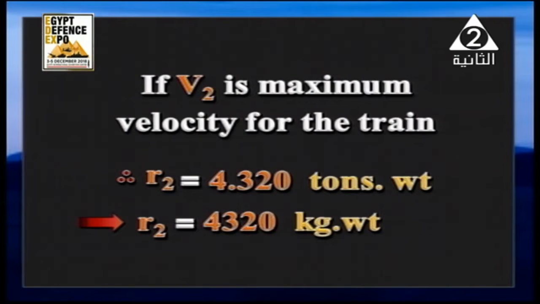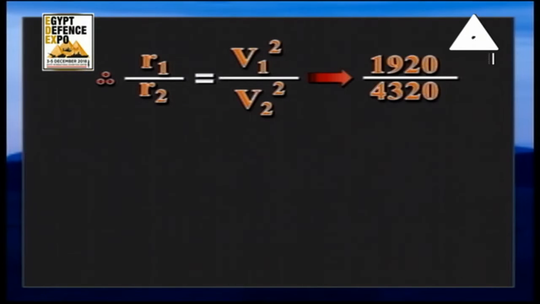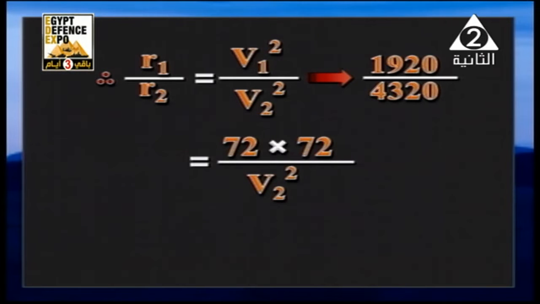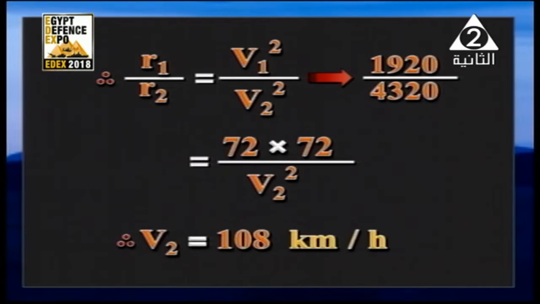R2, the resistance, equals 4,320 kilogram weight. Since R1 over R2 equals V1 square over V2 square, because resistance is proportional to the square of its velocity, by substitution, 1920 over 4,320 equals 72 square over V2 square. By using cross multiplication, V2 equals 108 km per hour.